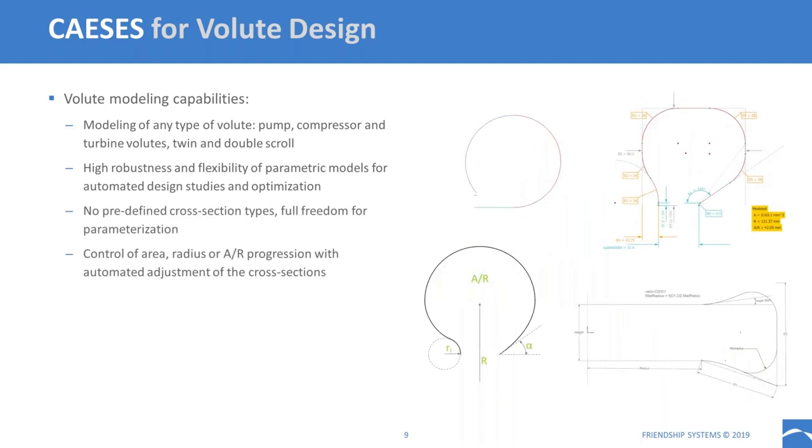There are no predefined cross-section types for the volutes in CAESES, so there is full freedom for the user to parameterize this cross-section in any way he wants, using all the parameters that he wants. You can see some examples here on the right. And typically, for example, these cross-sections are controlled with their cross-sectional area, or the centroid radius of that area, or the A over R ratio, so the area to centroid ratio. And we can build these parameters into the cross-section parametrization so that they are automatically adjusted to fulfill the required value.